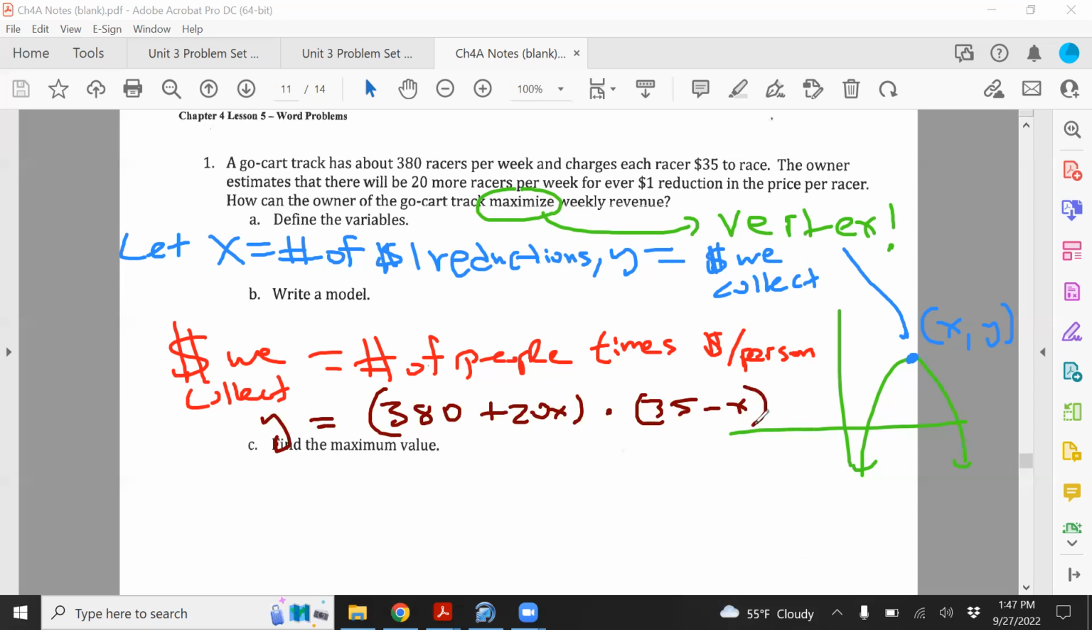Work with me here. This is a little tricky. But this is the hardest part of the whole problem. So that's why you guys really focus. Okay. Right now, I do have a hypothetical scenario. If 380 people show up, we charge how much?